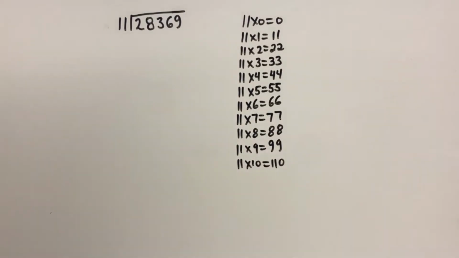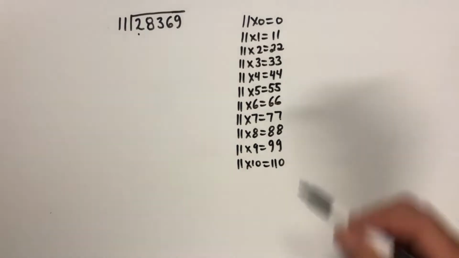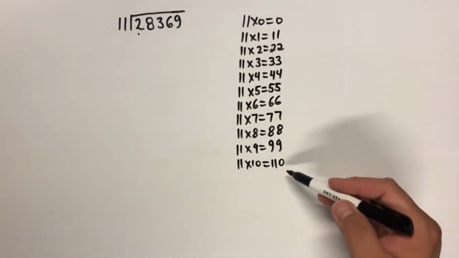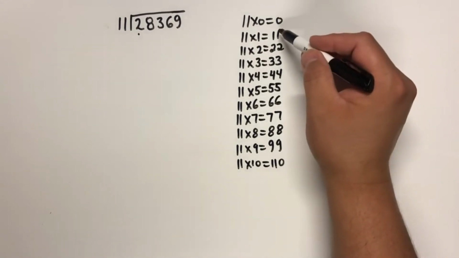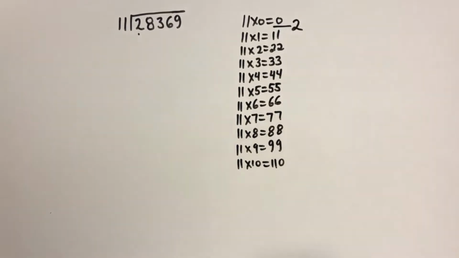Well, the first thing I'm going to do is look at the first number inside the division house, which is the number 2. I'm going to squeeze the number 2 in between two numbers in the multiplication table. I can see that the number 2 is in between the 0 and the 11 right here. This is where the number 2 is at.